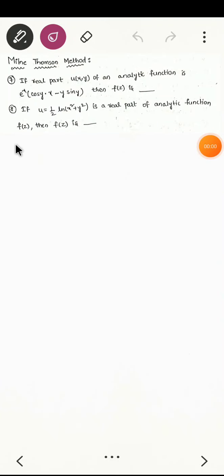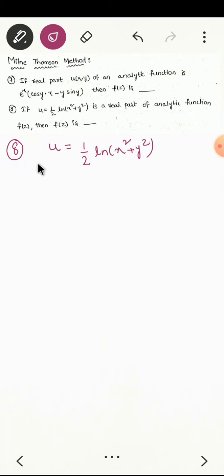Let us solve problem number 8 of Milne-Thomson method. If u is the real part of an analytic function, then f of z is? First write u. u is half ln of x square plus y square. Okay, they have given this function. Then how will you find this?